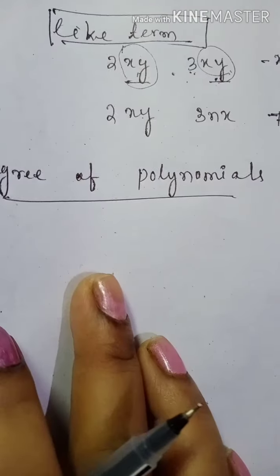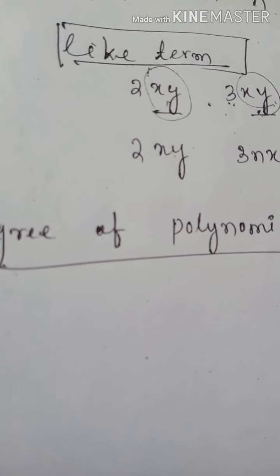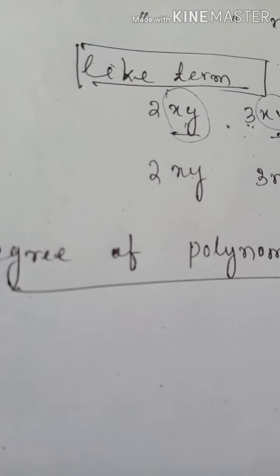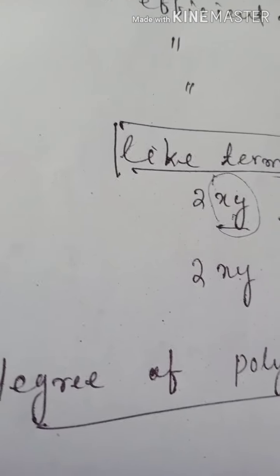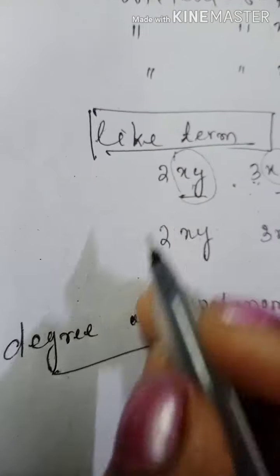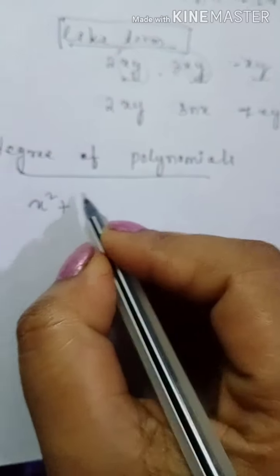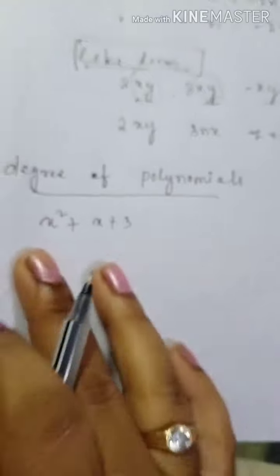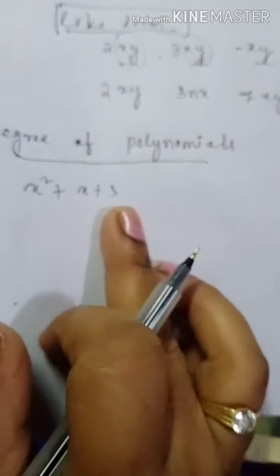Next is degree of polynomials. Okay, what is the degree of a polynomial? It means the power. Degree means the highest power of the variable in a polynomial. Let me give some examples. See, x square plus x plus 3. This is a polynomial. Why is this a polynomial? Because 3 terms are there.